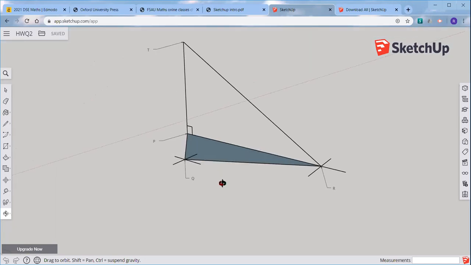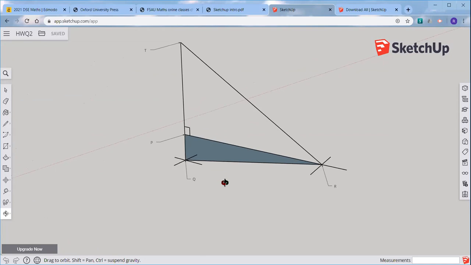Like I said, sometimes if the diagram is at this angle, it looks like T, P, Q are in the same straight line. That's what I said. Don't assume straight lines. Don't assume right angles, even though they look the same. It looks like a right angle. It looks like a straight line.